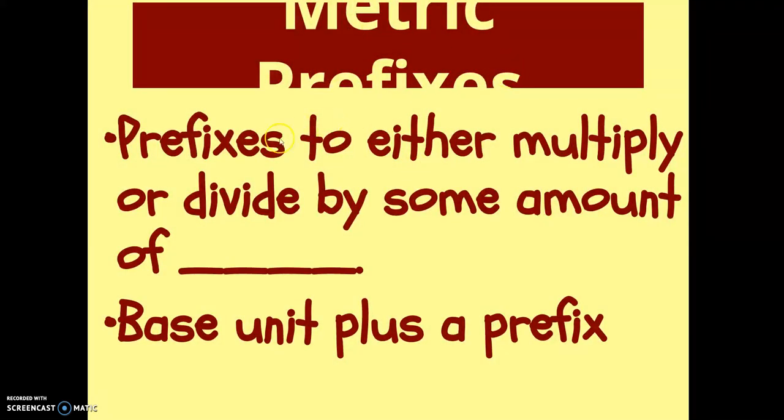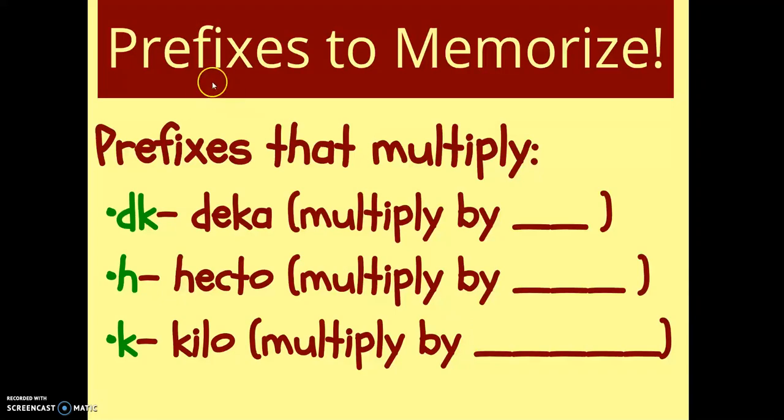Metric prefixes. Prefixes to either multiply or divide by some amount of 10. It has a base unit plus a prefix. So prefixes to memorize. We'll work on this in class and probably have a separate video. But prefixes that multiply, if you see deca or dk in front of meter, liter, gram, it means 10 meters. So a decameter is 10 meters. 1 decameter equals 10 meters.